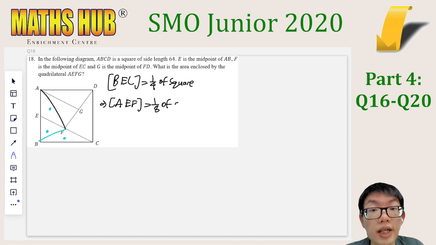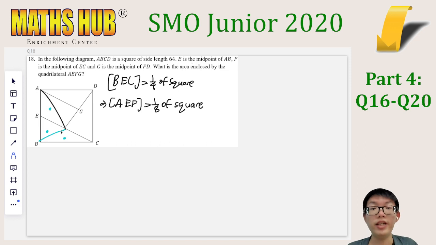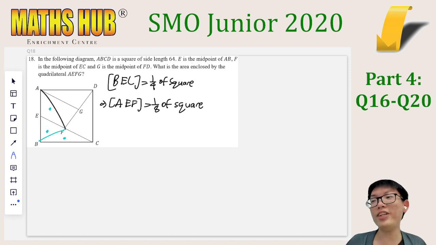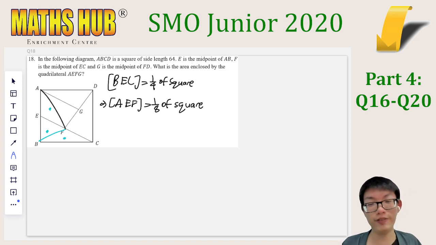Now notice that I am going with a quarter and an eighth. I don't really want to deal with 64 times 64 unless you are really familiar with powers of 2, in which case these would be very straightforward. But otherwise, I think we can deal with the fractions more easily and then just multiply by the total area once we are done.